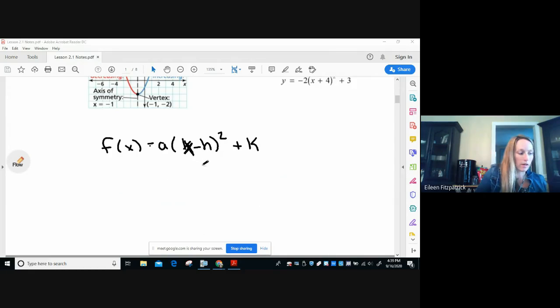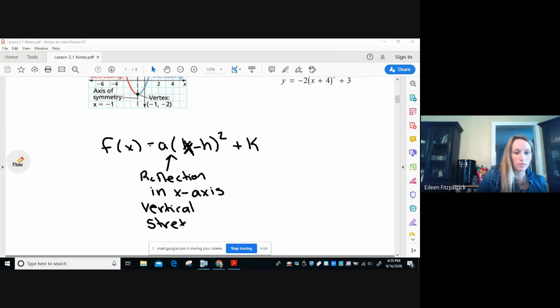Now, the a value right here is going to tell us if our graph opens up or down, if it reflects over the x-axis. So, reflection in the x-axis. It's also going to tell us if we have a vertical stretch or shrink.